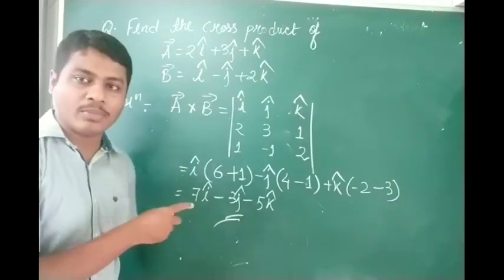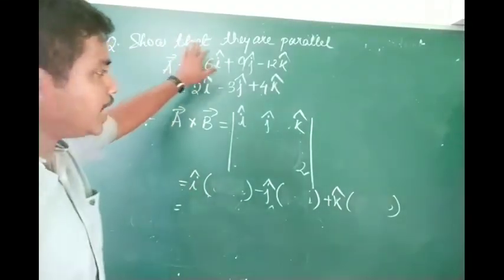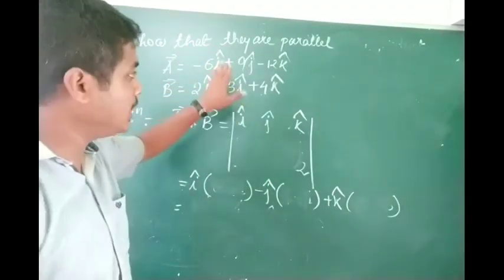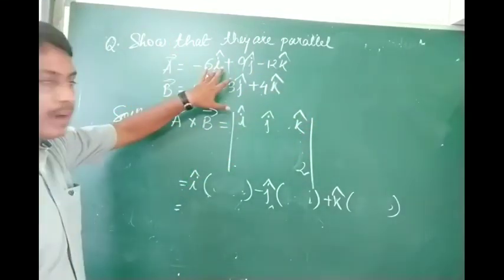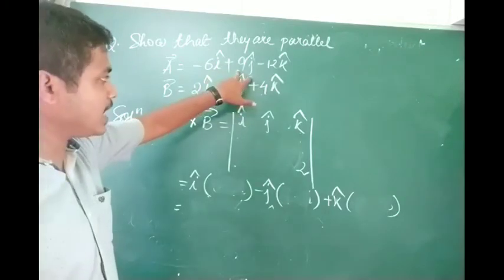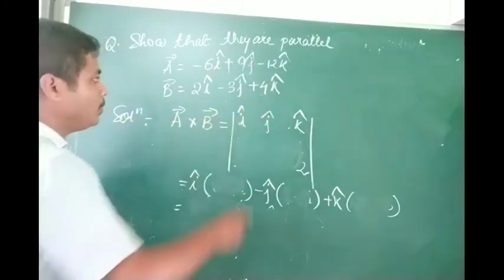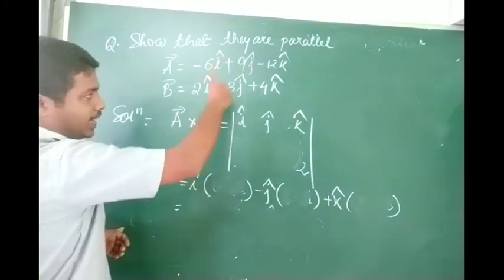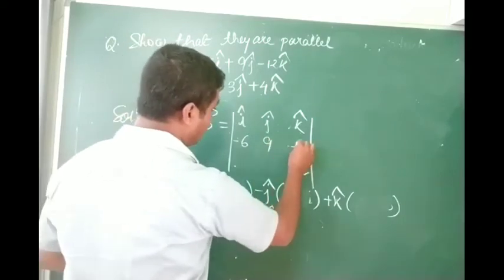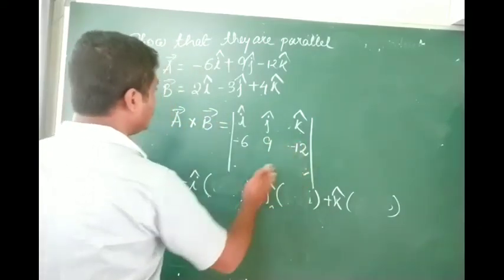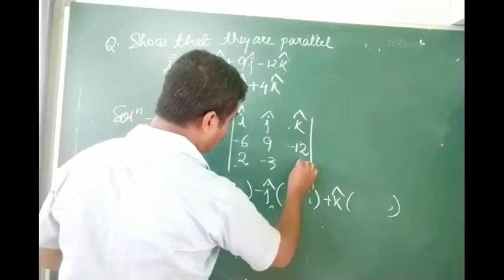Okay, let us discuss some more questions. Now the next question. The vectors given here are parallel to each other, and you have to prove that. We have minus 6i cap plus 9j cap minus 12k cap for vector A, and for vector B we have these vectors. Put the values first. A cross B, i j k is common. Minus 6, 9, minus 12. For the next row we have 2, minus 3 and 4.